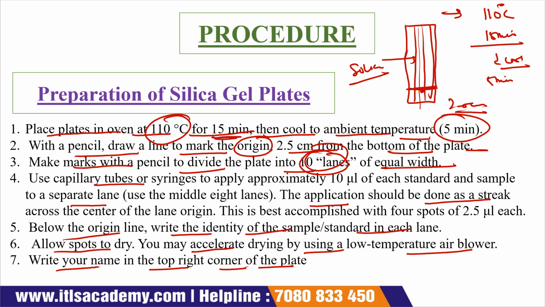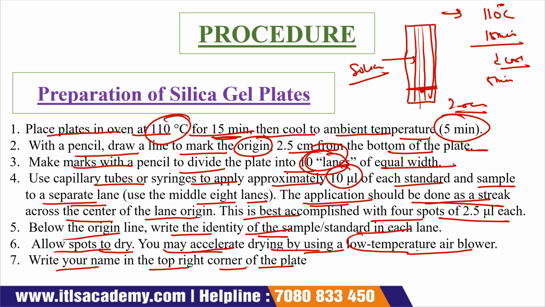Now use a capillary tube or a syringe to apply approximately 10 microliter of each standard and sample to separate lines. Use the middle 8 lanes. Application should be done as a streak across the center of the lane origin. This is best accomplished with four spots of 2.5 microliter each. Now below the origin line, write the identity of the sample, which means that we have to write down the name of the sample, and then allow the spot to dry. You may accelerate drying by using a low temperature air blower.